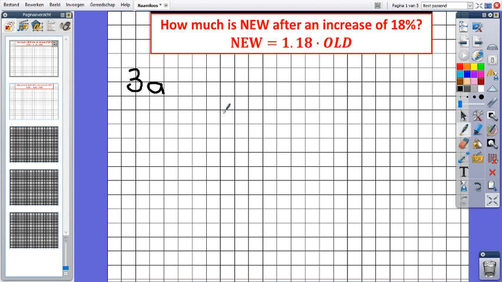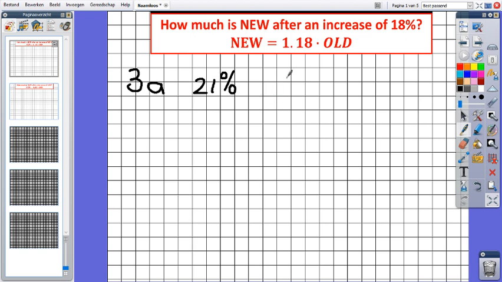The exercise states, for each case calculate the new amount. Do not round your answer. So at 3a, an amount of 85 increases by 21%. So you could say old is 85. So now we have to know our factor right here, which we have to multiply times the old to get the new amount. In this case, it increases by 21%.